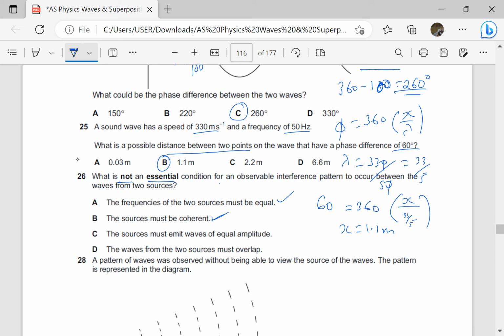The sources must emit waves of equal amplitude. This may not be necessary. That is only necessary for zero intensity. So that may not be very essential. The waves from the two sources must overlap. This is very essential for interference. So the answer is the one that is not essential.